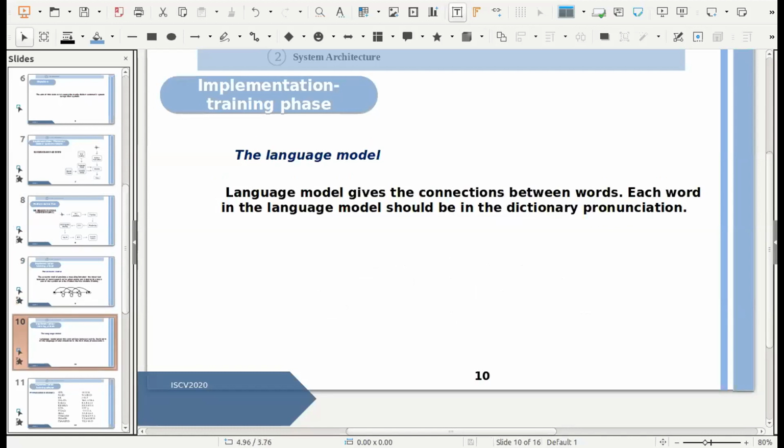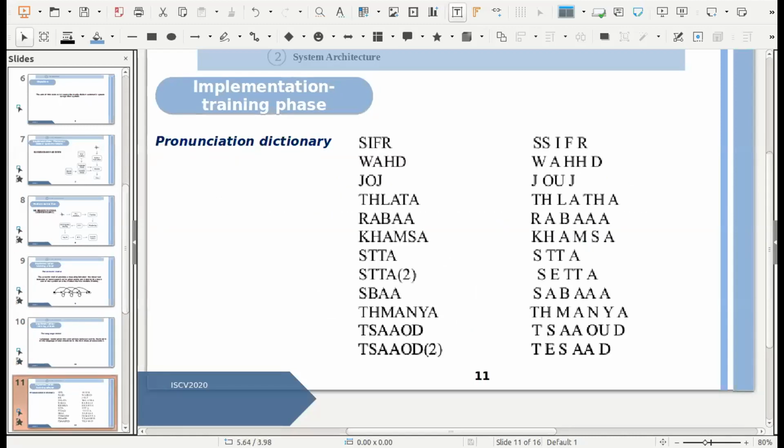The language model gives the connection between words. Each word in the language model should be in the pronunciation dictionary. In our work, we use a grammar file that includes 10 Moroccan dialect digits. The dictionary file is used as an intermediary between the acoustic model and the language model. As you see, this figure represents the dictionary lists used in the training.